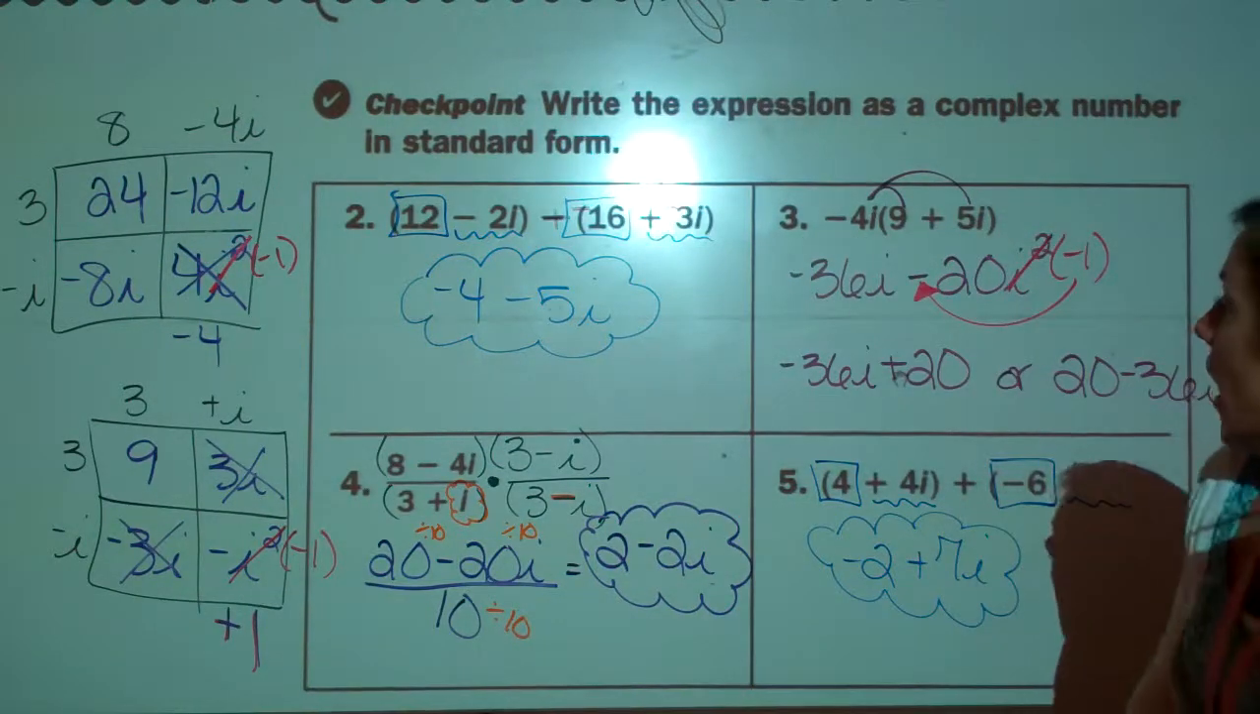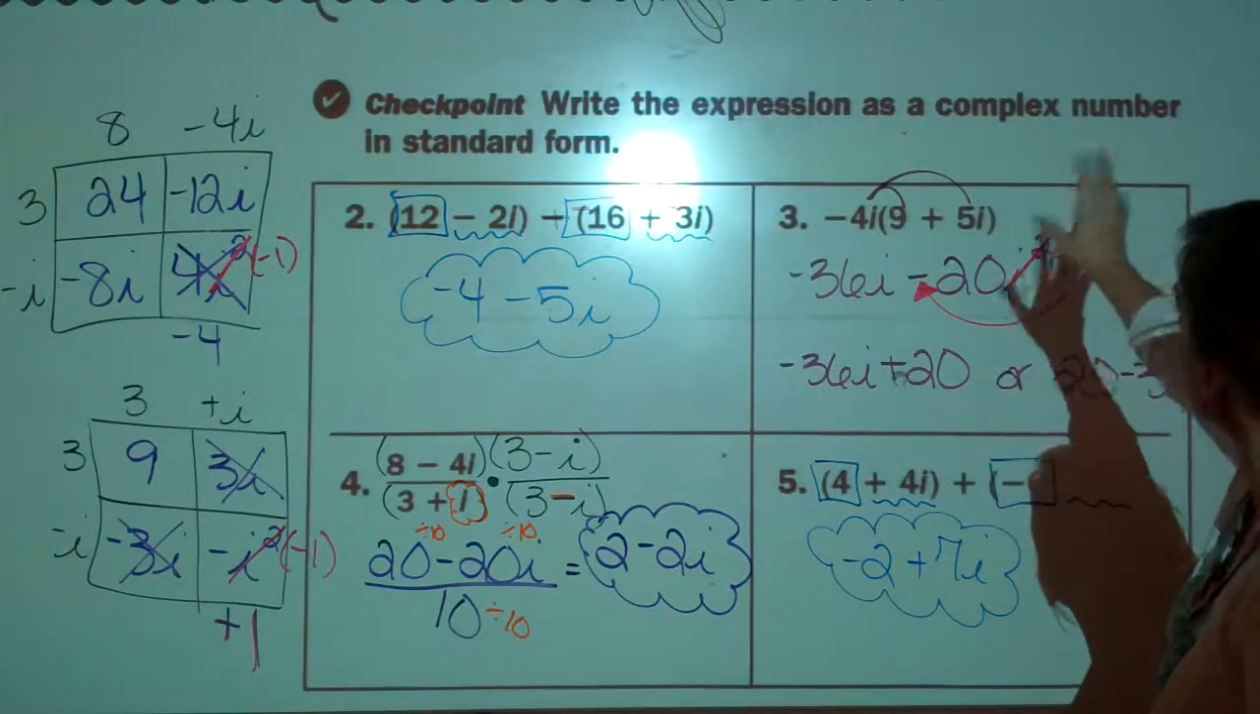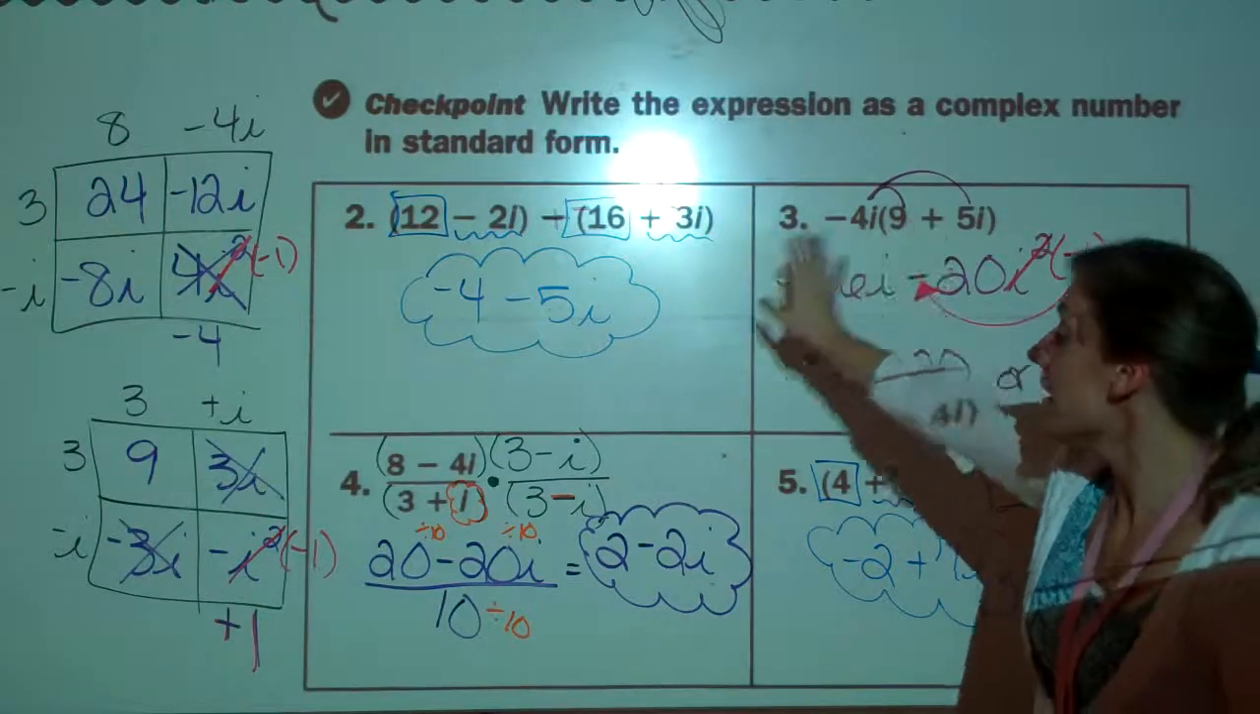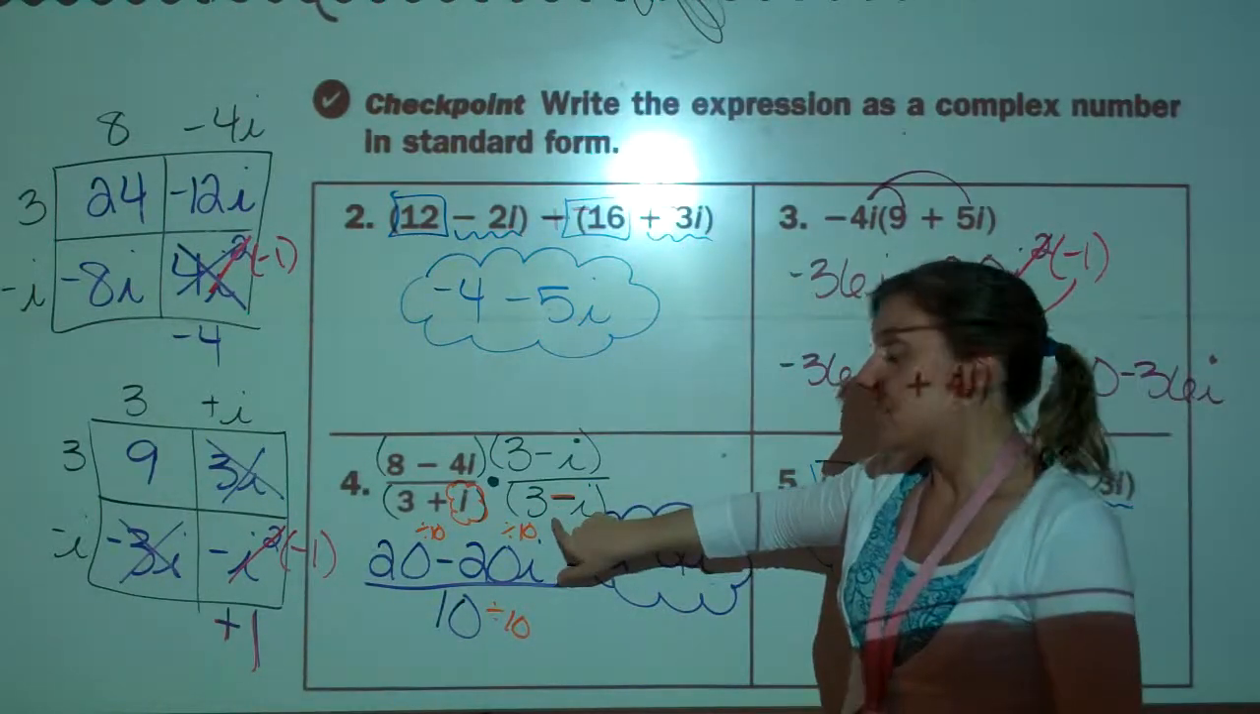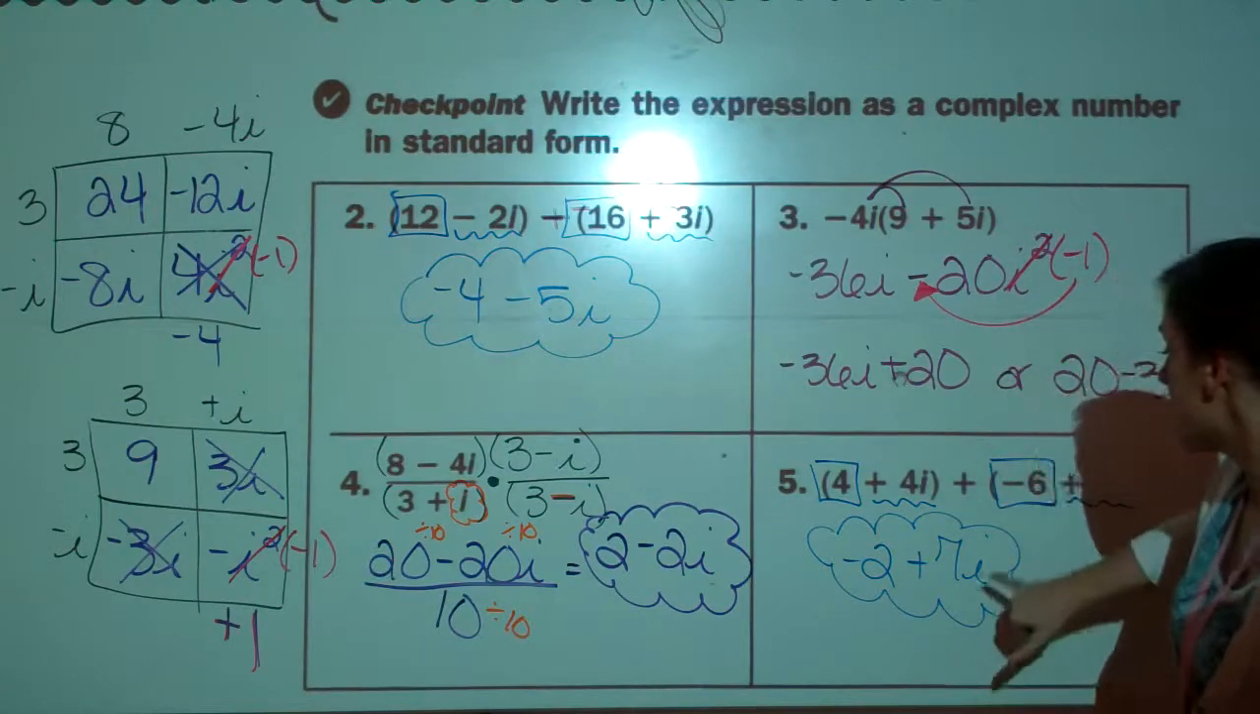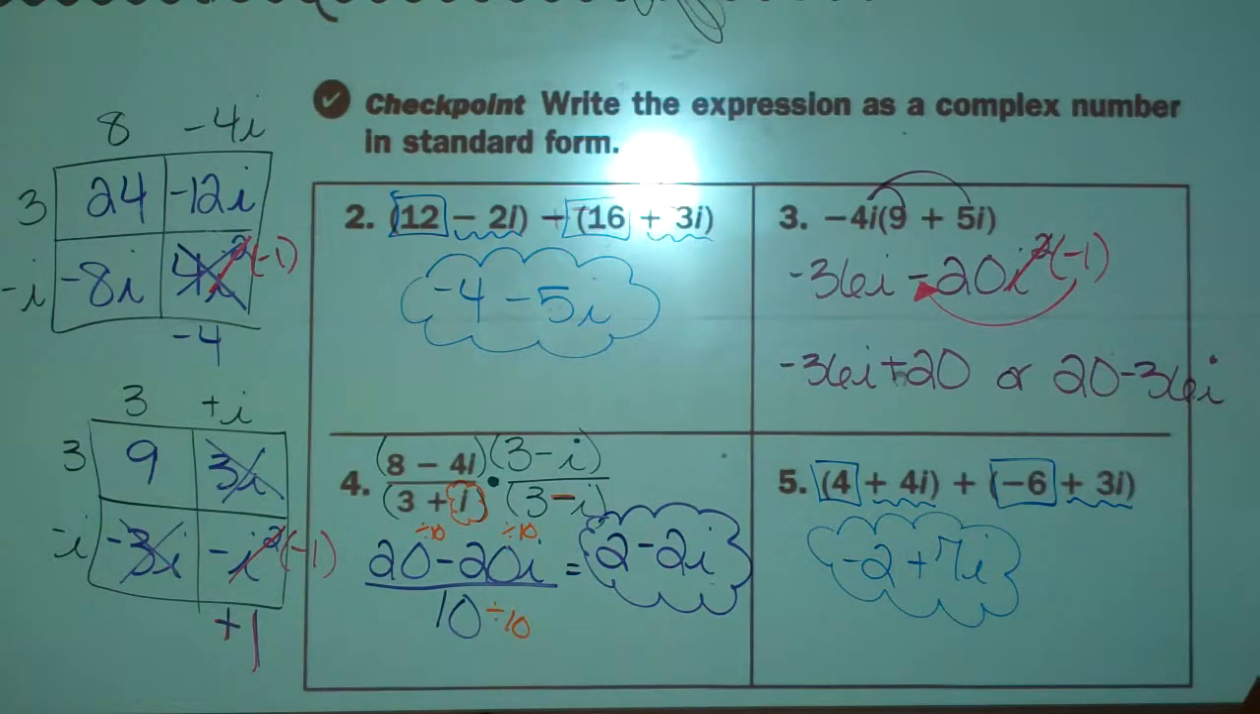Okay? All right, so that is subtracting, multiplying, or distributing, same thing. Dividing, getting that i out of the denominator, rationalizing it, and then adding at the end, which we'd already covered, okay?